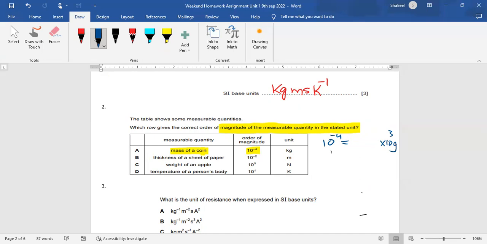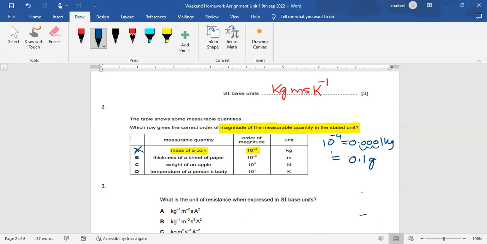Or you can do it in another way. This is like a complicated way. So it's like 0.0001 kilogram. And then, of course, it is 0.1 gram. That is equal to 0.1 gram. So it means mass of a coin is 0.1 gram. No, it must be greater than that.